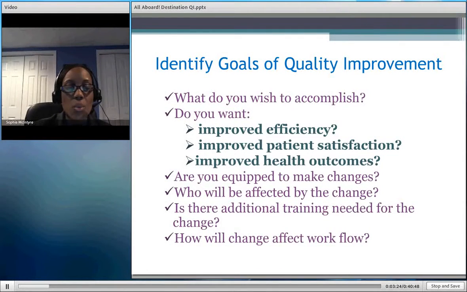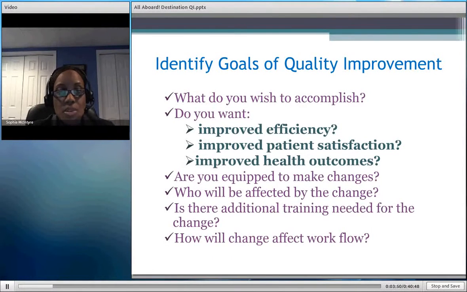So let's start with identifying goals of quality improvement. When you're thinking about quality improvement, it's important to understand, well, what is it that you actually want to accomplish? Do you want to look at improved efficiencies? Is it patient satisfaction? Is it improved health outcomes? It may be one, it may be both, or it may be all 3, or it may be something that's not even included in here.